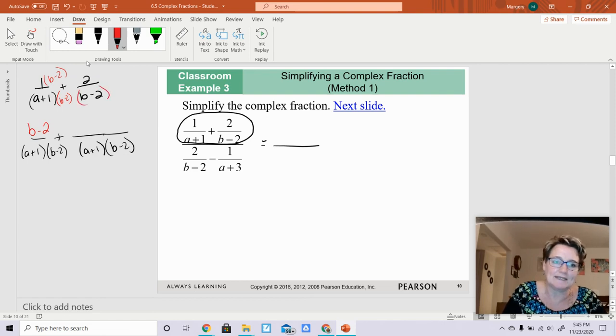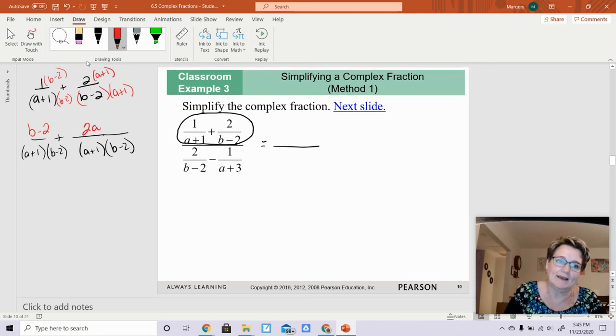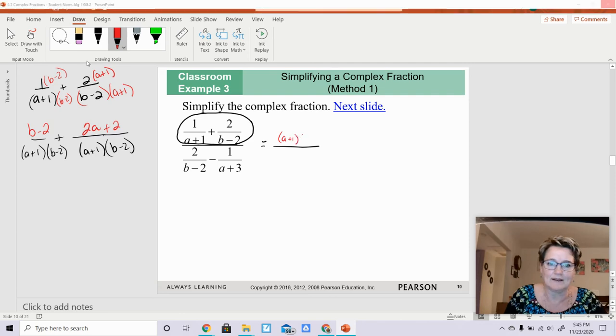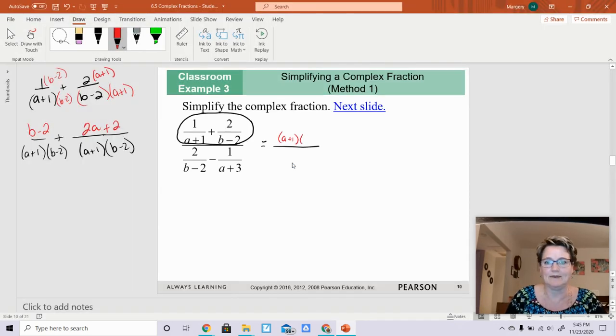Now here, what's missing is a plus 1. Whatever I do here, I must do up here. 2 times a is 2a. 2 times 1 is 2. So my denominator here is a plus 1, and then this is going to be b minus 2. And then above it's going to be 2a plus b. And that's it. That's all I can do. There's nothing else I can do with the numerator.